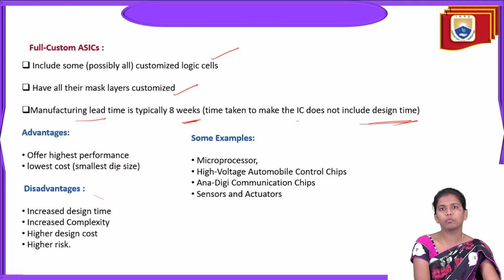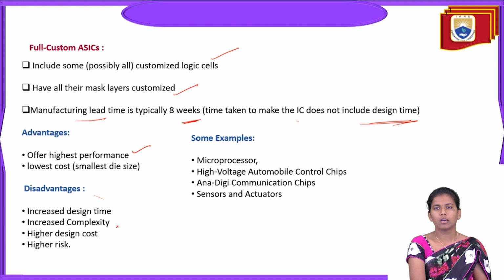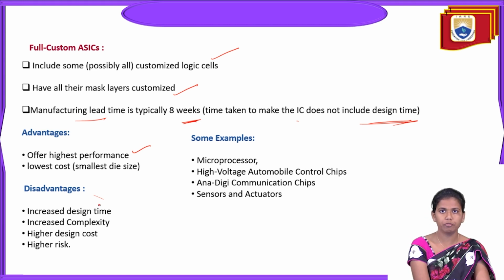And then coming to the advantages, we have advantages, disadvantages, and some examples for this full custom ASICs. So the advantages are it offers the highest performance. Compared to the semi-custom design, the full custom design offers the highest performance, and it also has a low cost because of the smallest die size. The die size is very small. Because the die size is small, obviously the cost goes low. The price is very less. These are the advantages for full custom design of ASICs.